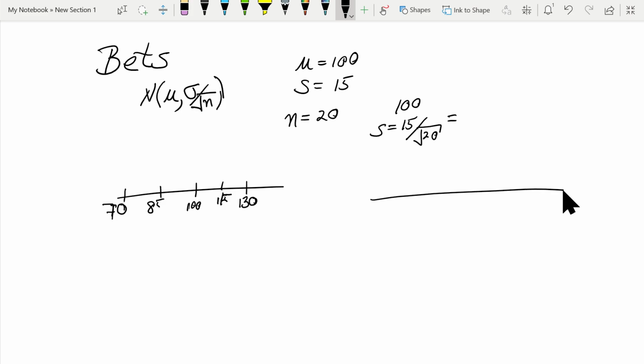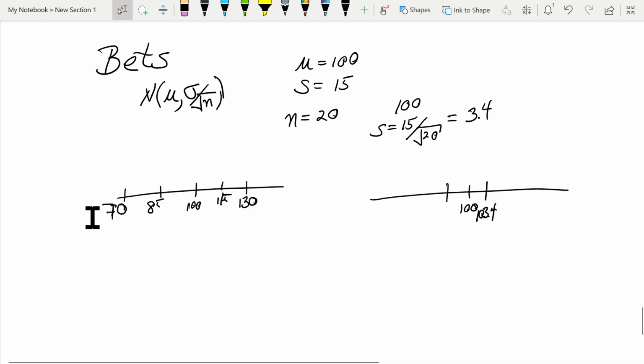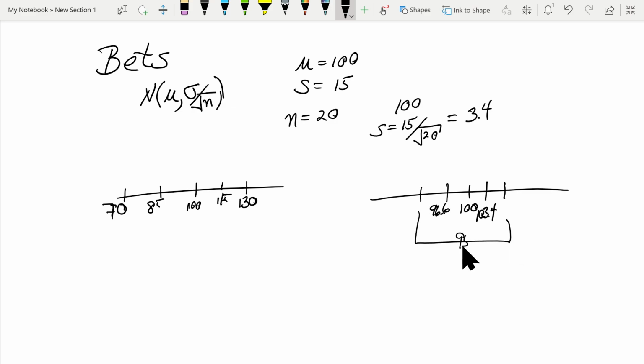For the sample averages, I'm still at 100. What is 15 divided by the square root of 20? 0.35, say 3.4. Now I go one standard deviation up and one down, and I have 103.4. I go down one, I have 100 minus 3.4, which is going to be 96.6, hopefully. I go two up and two down. 95% is in here. 68% is in there.